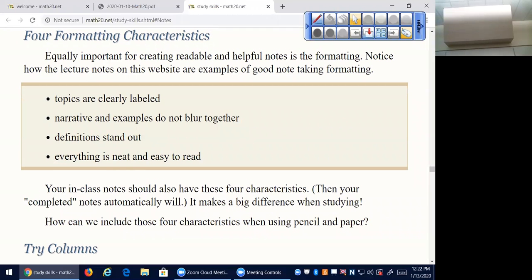Whatever you do, you want to make sure that your topics are clearly labeled. If we're switching from fractions to percents, you want that to be easy to see. The narrative, your explanations of how things work, and the examples you give, the example problems, don't blend together. That makes it too hard to read. When you have a definition, those are easy to find, and things are neat and easy to read. And if those are true for what you do during class, then when you add a little more to it after class, it will still be true.